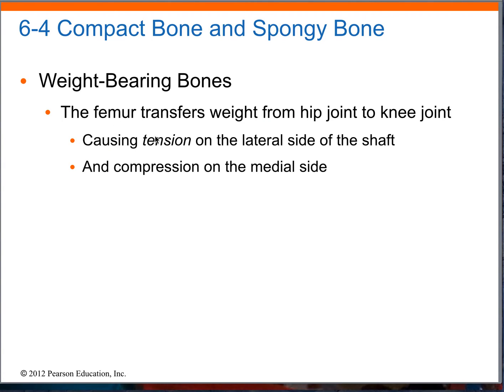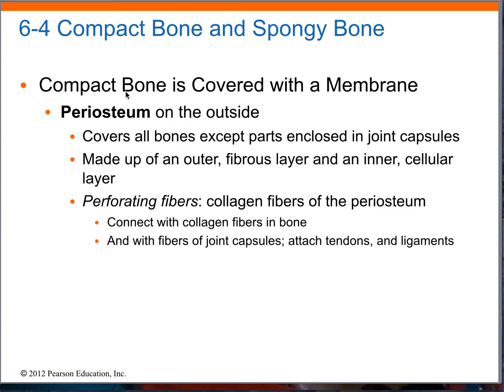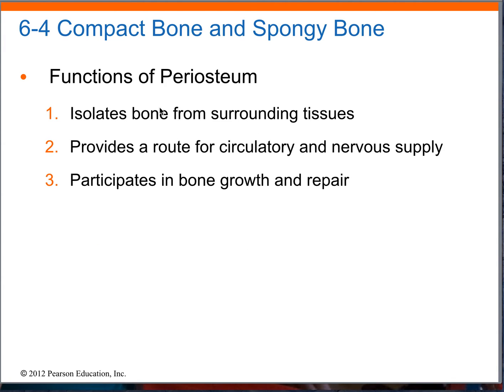Weight-bearing bones transfer weight from hip to knee, etc. So periosteum, what is that again? Peri around, osteum is the cover. So it's basically the cover that wraps around the bone. And compact bone is basically your reinforcement to allow for weight-bearing loads.